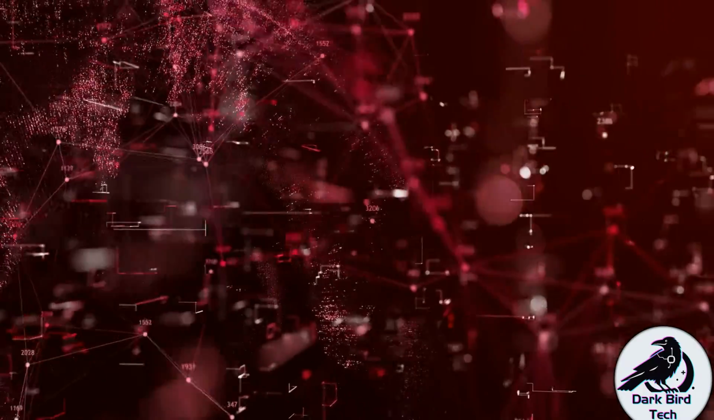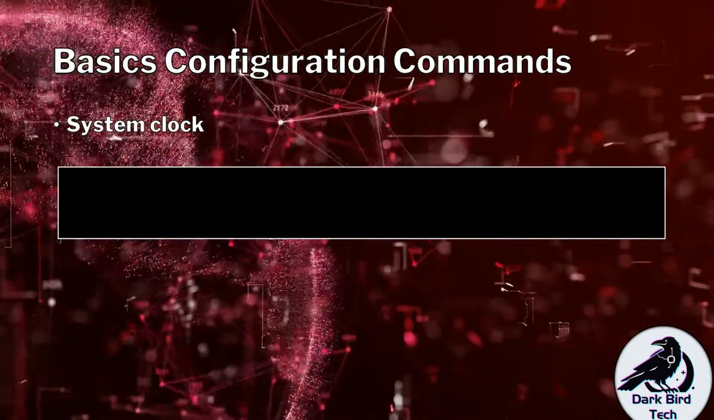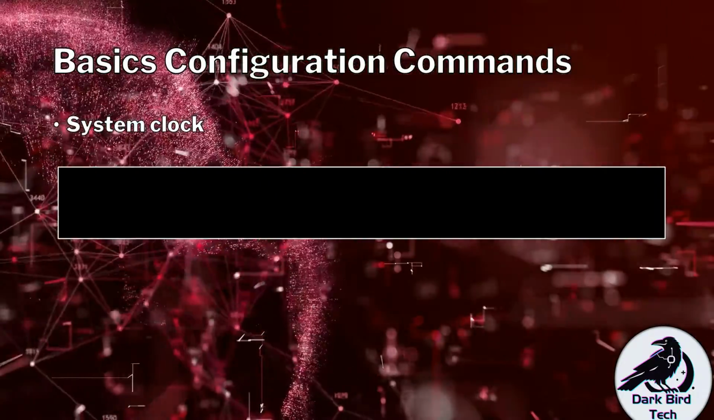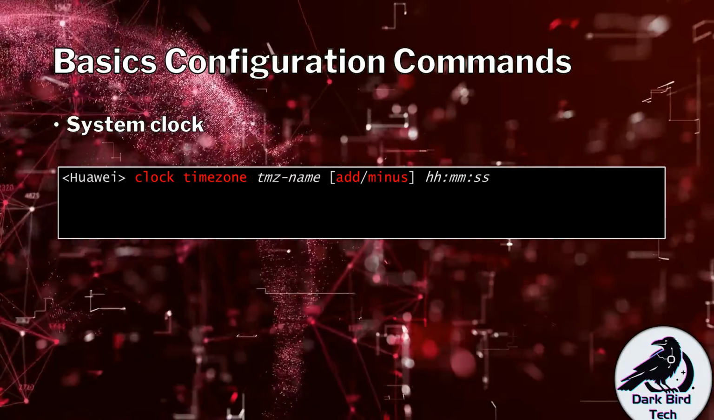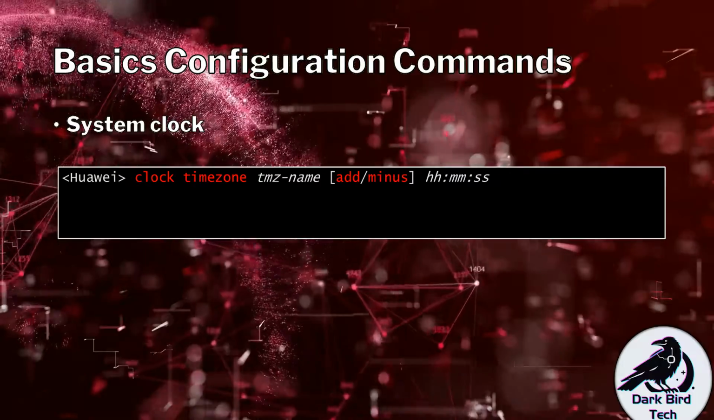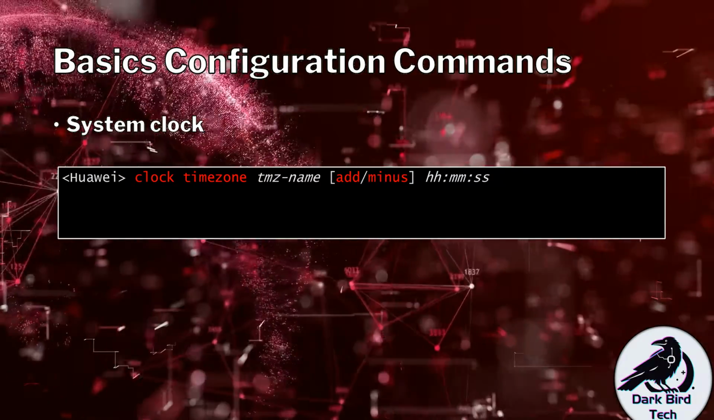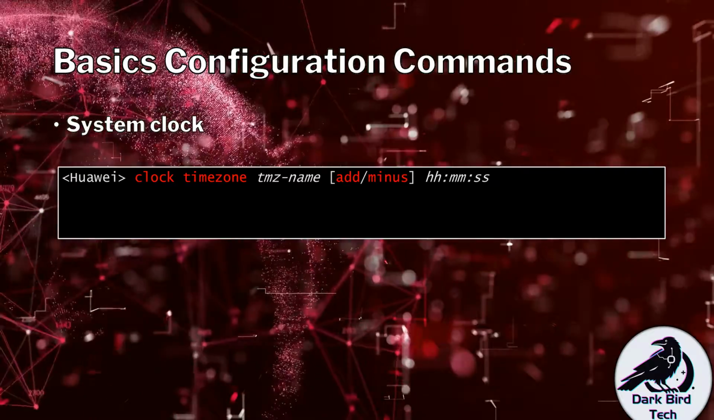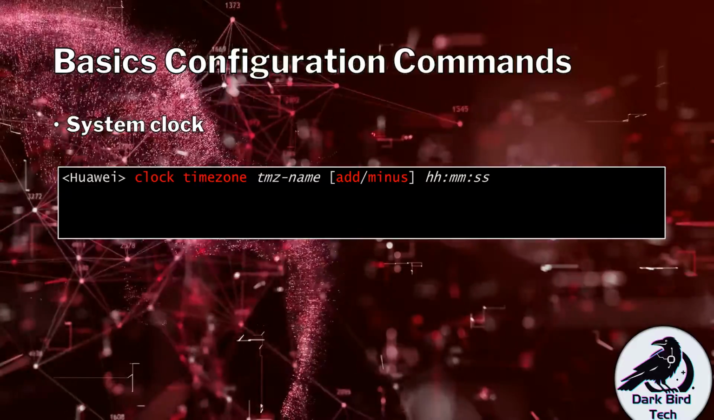And one of the easy ones to check out is the adjustment of the date and time. Date and time, like I said earlier, is the only thing you can change in user view. So you can type in user view, clock, time zone, and then you choose a time zone name. That is entirely up to you with whatever you want to call your time zone. And then you are going to either be adding or minusing the hours, minutes, and seconds that your time zone is either ahead or behind UTC time.